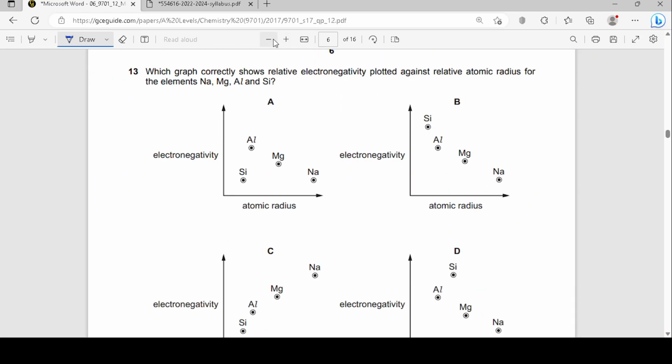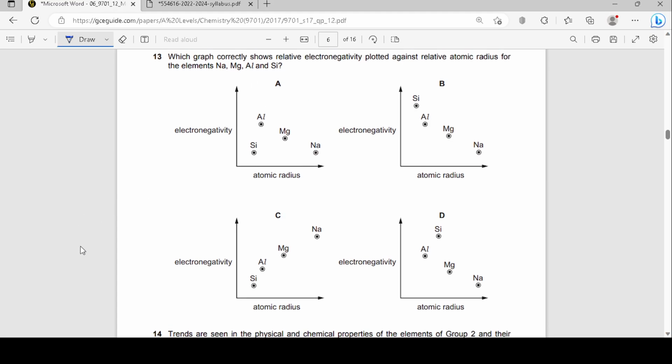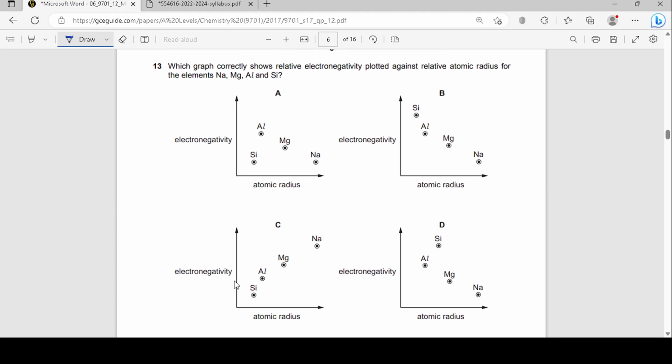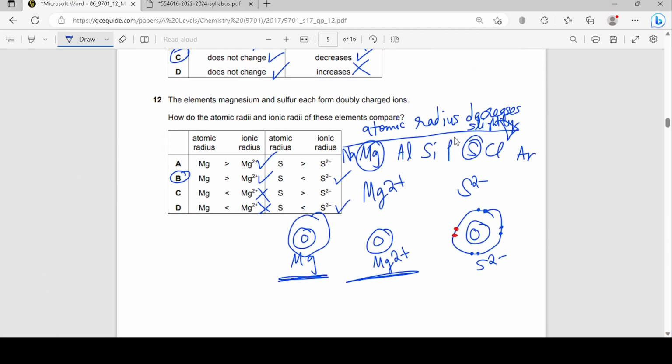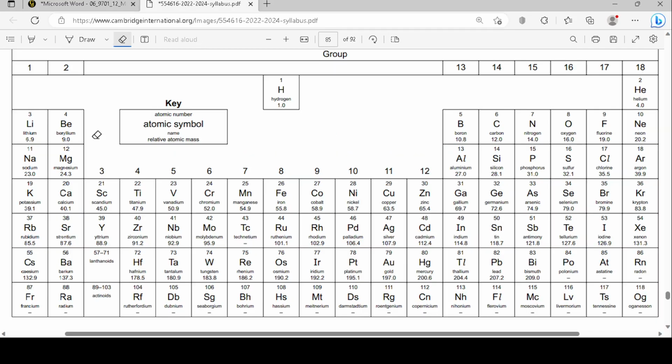Now, question number 13. Which graph correctly shows relative electronegativity plotted against relative atomic radius for the elements sodium, magnesium, aluminum, and silicon? Okay, let's look at electronegativity first. Electronegativity has a similar trend to ionization energy, right? I'll just show it on the periodic table.